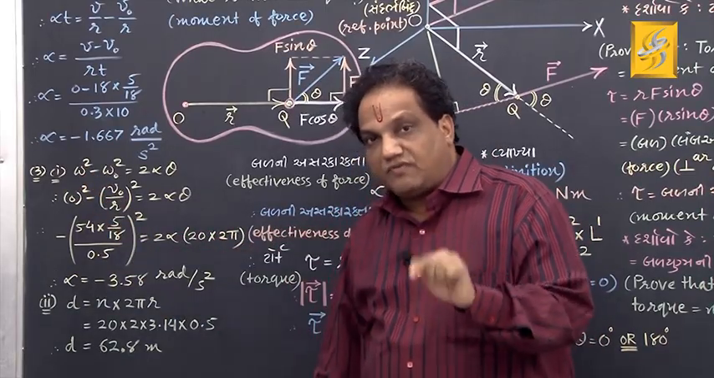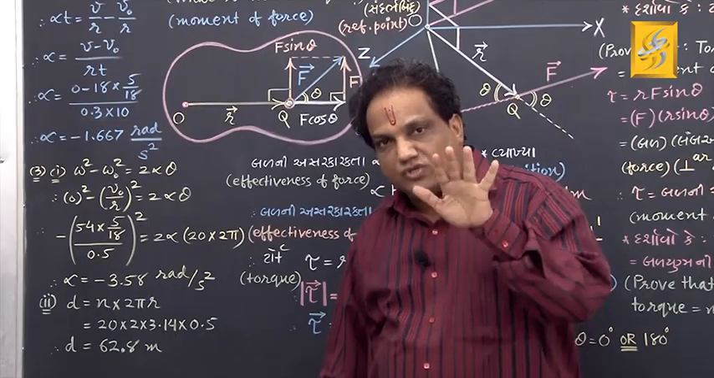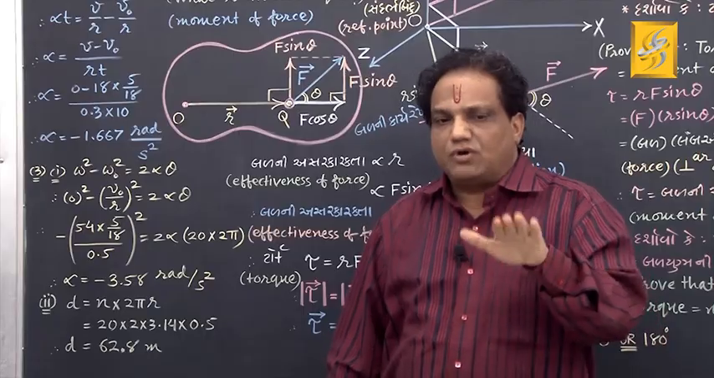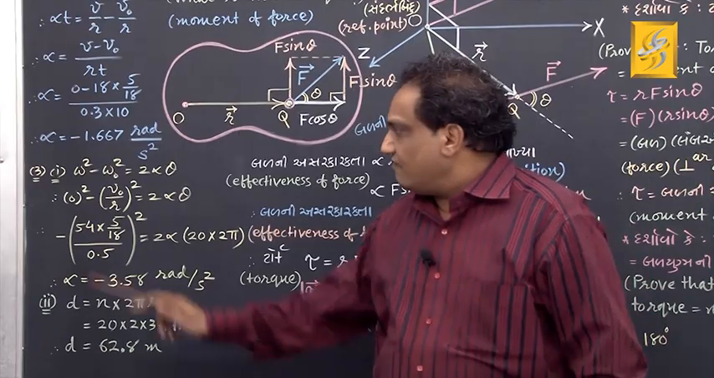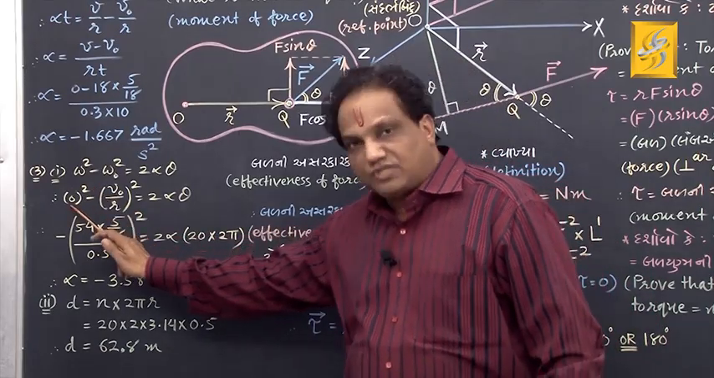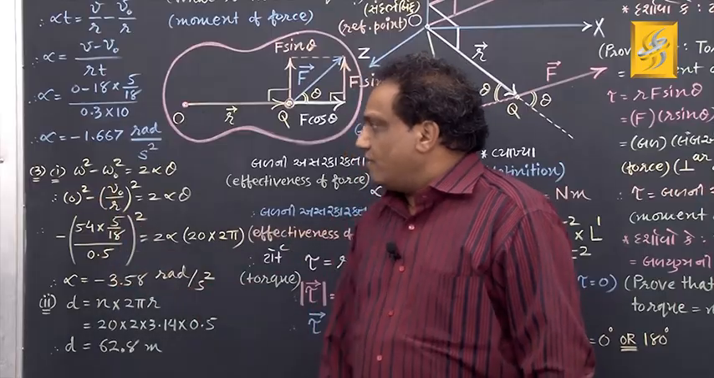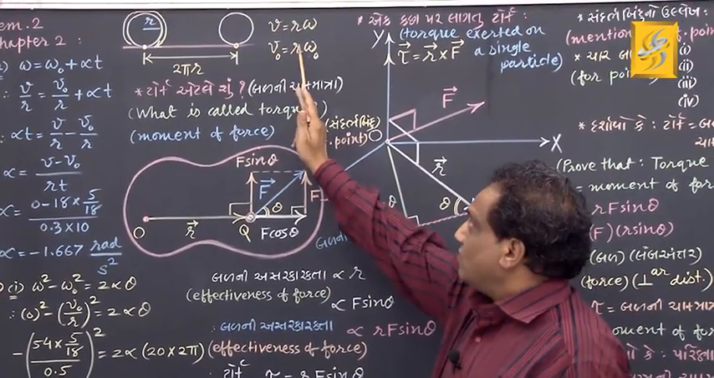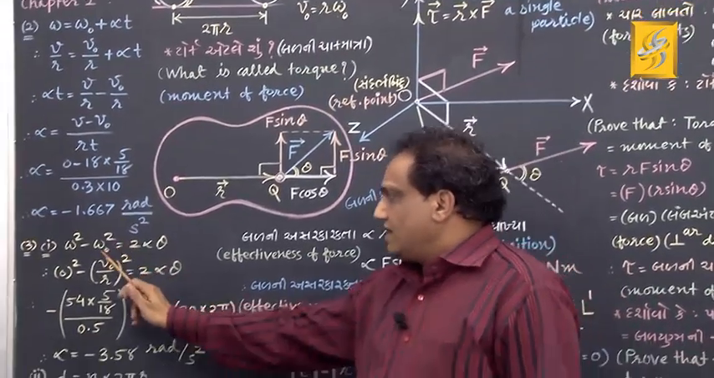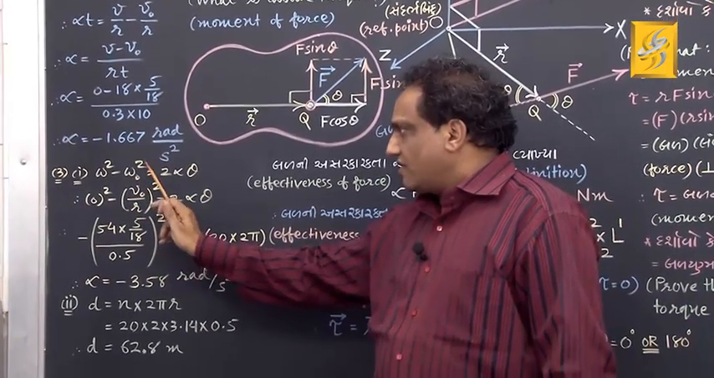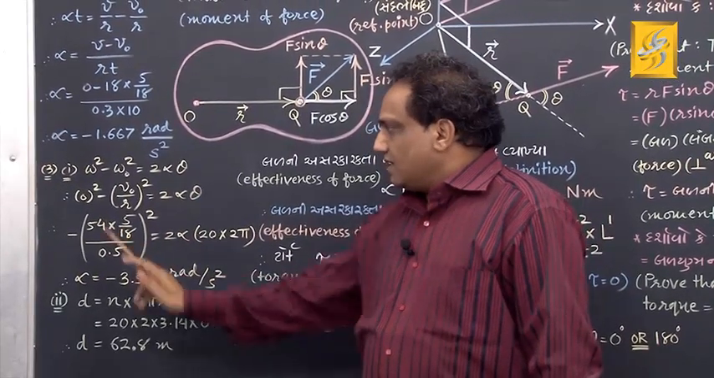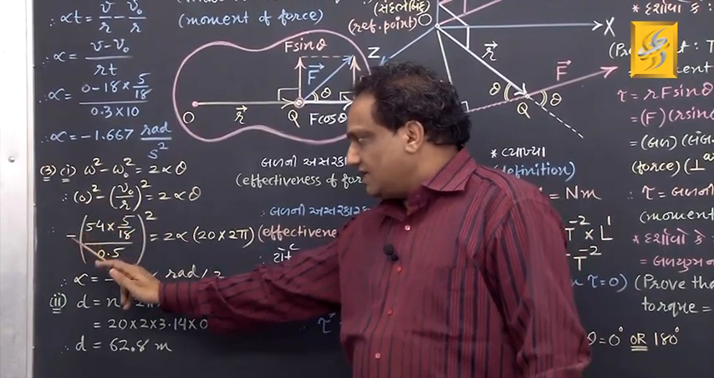Because here you are given truck, and truck also stops after finishing certain number of rotations. Because the truck is getting stopped, final angular velocity must have become 0. What is the value of omega 0 from here? Omega 0 is V0 upon R. Omega 0 is V0 upon R, square of it, and that equals 2 alpha theta. Now this part is 0, minus as it is.